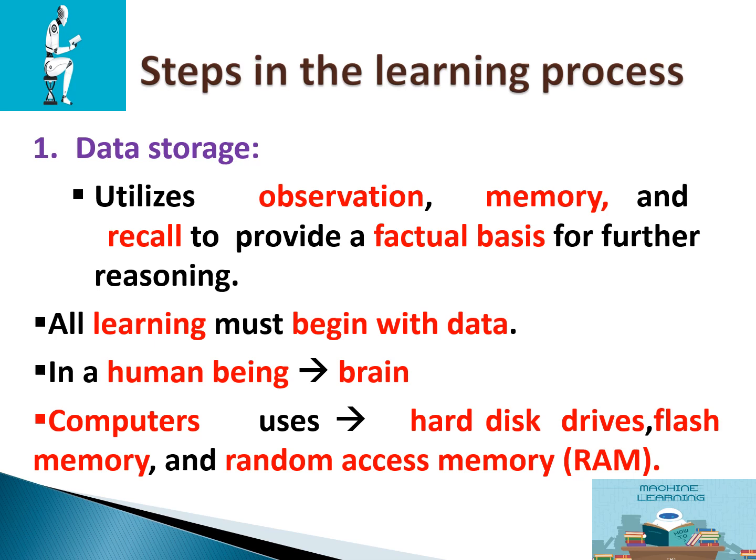So in the learning process, data storage is the first step. In data storage, observation is the first thing. It identifies the data, and this data must be stored in the corresponding memory. In humans, it is in the brain, and in computers, it should be in storage devices like a hard disk drive, flash memory, or random access memory.